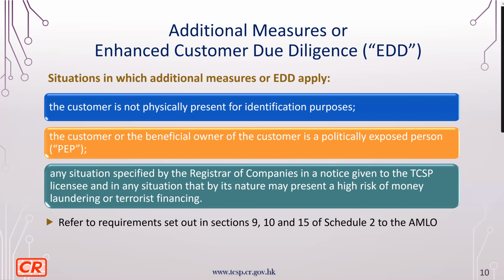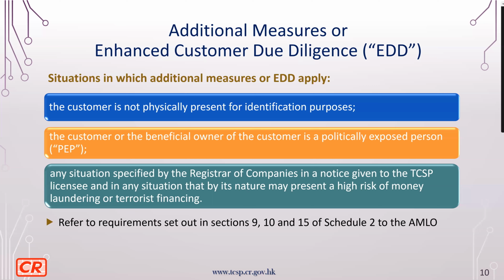At times, TCSP licensees will need to take additional measures or enhance customer due diligence, called EDD. Situations in which TCSPs are required to take additional measures or EDD are shown on this slide. Firstly, where the customer is not physically present for identification purposes. Secondly, where the customer or the beneficial owner of the customer is a politically exposed person. And thirdly, in any situation specified by the registry in a notice given to the TCSP licensees, and in any situation that by its nature may present a high risk of money laundering or terrorist financing.